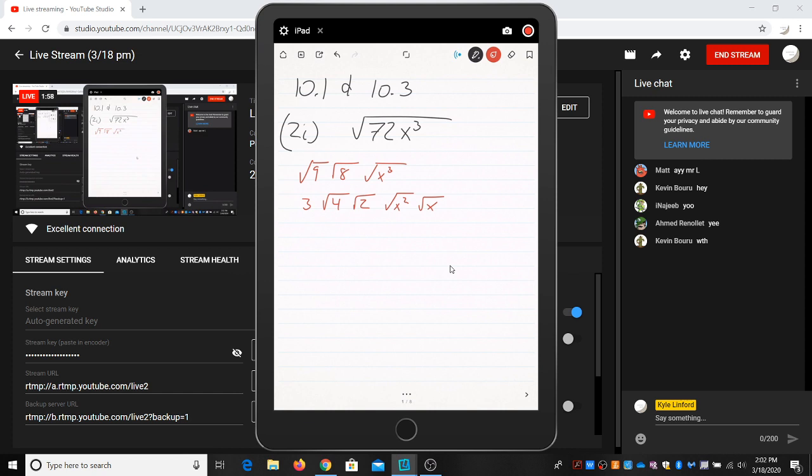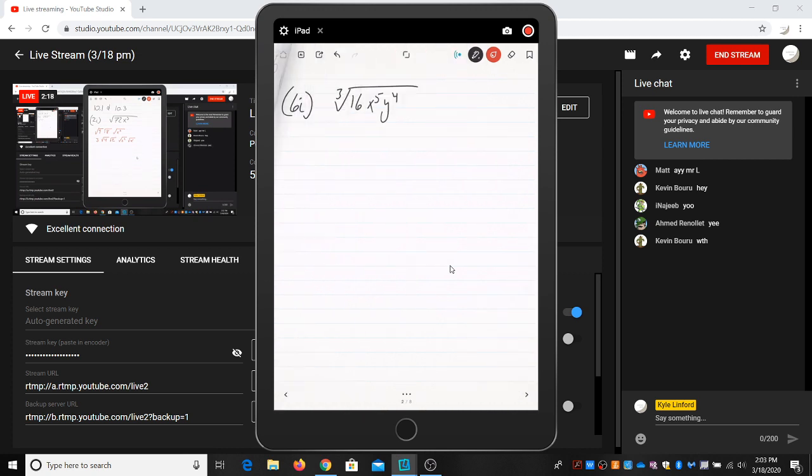So, as we keep breaking this down, we can take the square root of 4 into 2, the square root of x squared into x, and we're left with the square root of 2x. So our final answer should be 6x root 2x. Now, remember that we also have other methods for going about doing this, including prime factorization.